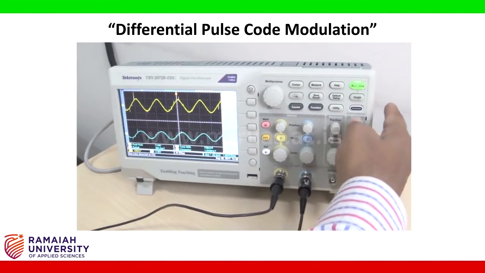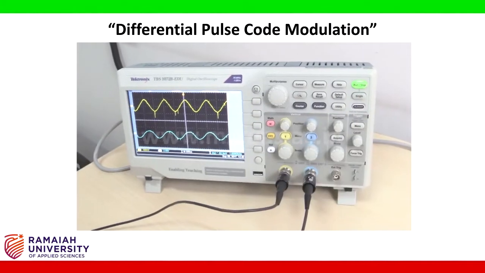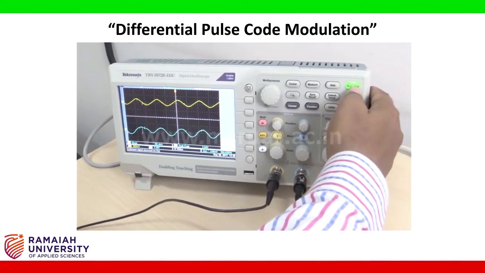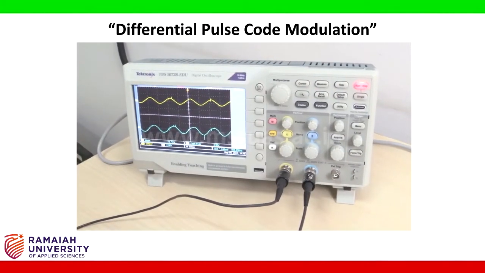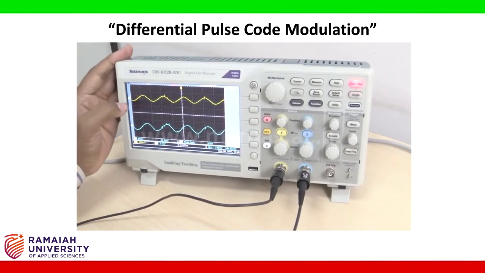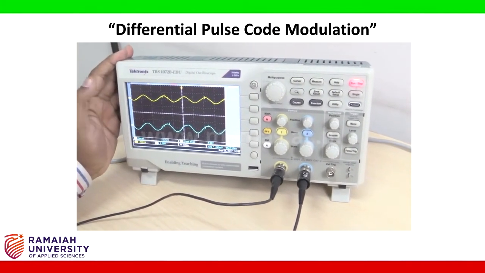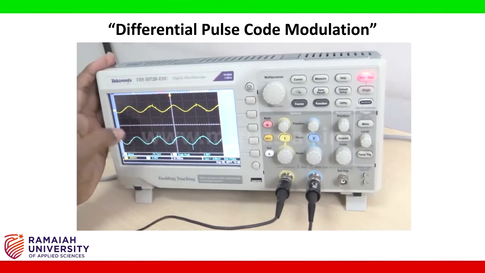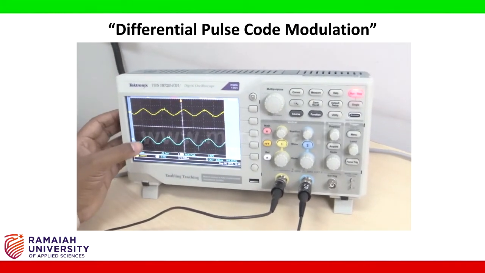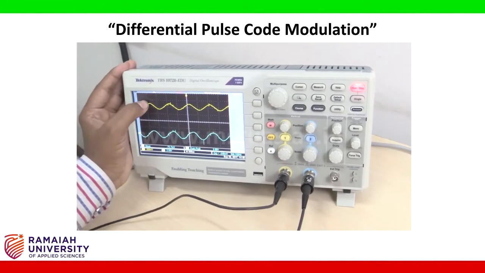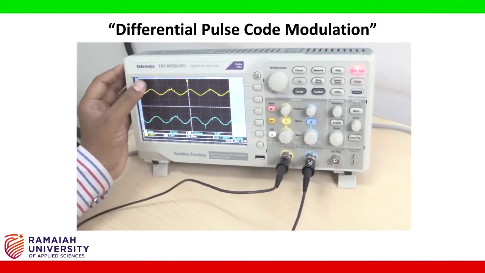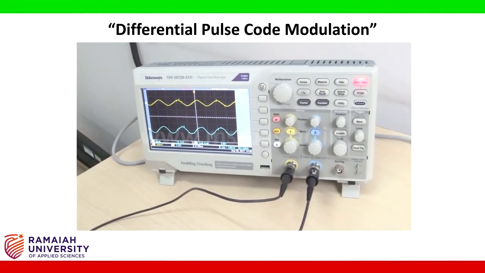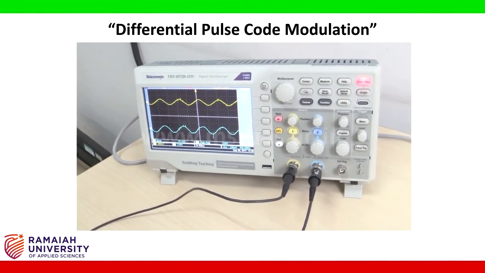Let us press the auto set option and then press the run and stop option. Now you are able to see the 1 kilohertz sine wave which I transmitted, coded with differential pulse code modulation, and decoded, and we are producing the same sine wave which we transmitted and received. It is one and the same. So this differential pulse code scheme is functioning faithfully.